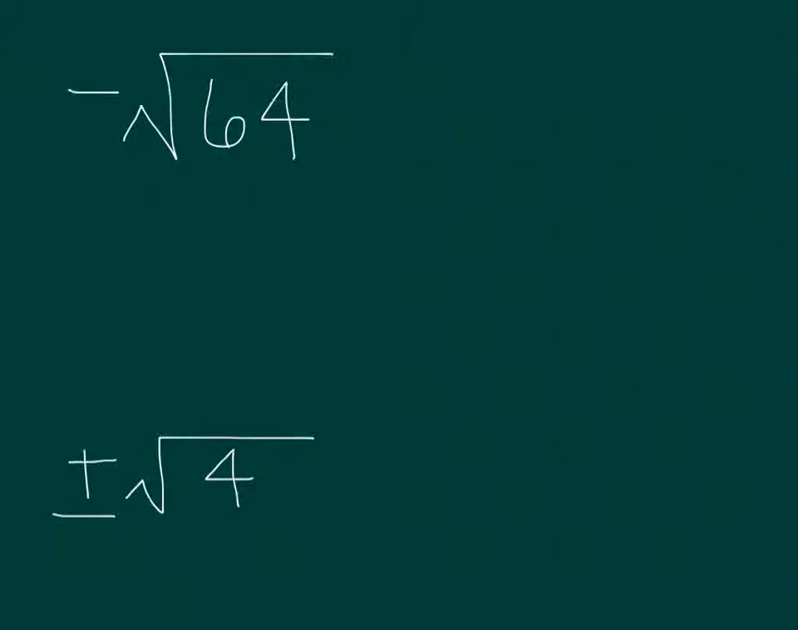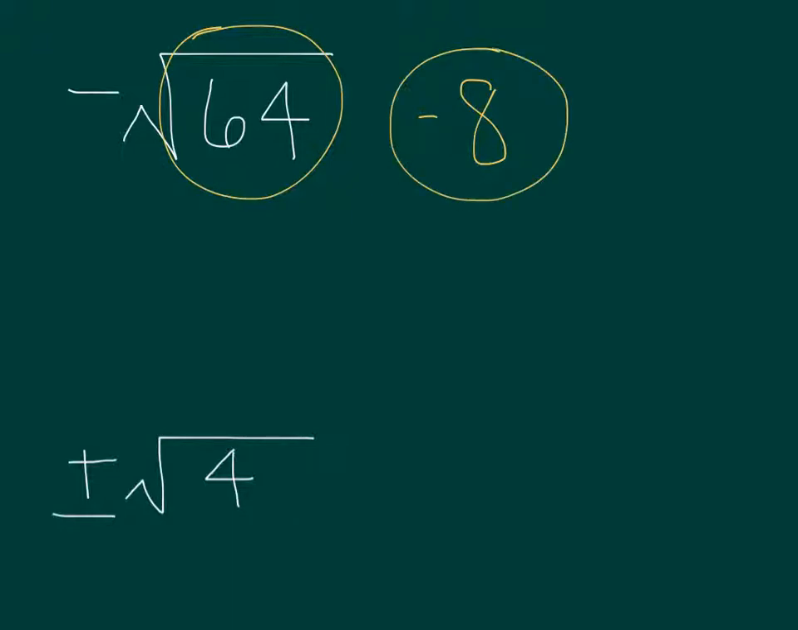Now for these two examples, they're a little bit different. We have the negative square root of 64. So what we want to do is we really just want to find the square root of 64, which is the number on the inside, which would be 8, and then you can just add the negative sign out front. So negative 8 is the negative square root of 64. And then the last example says positive or negative square root of 4. So you first want to find the square root of 4, which is 2, and you want to make sure that you include the positive and the negative of that number.